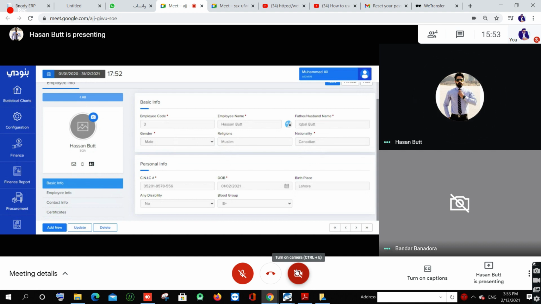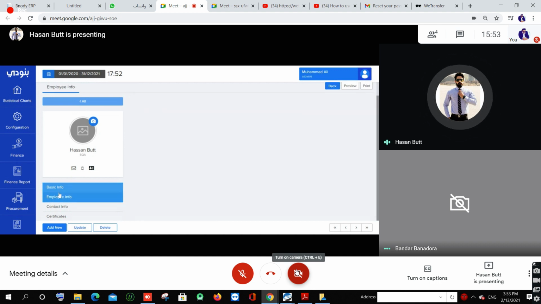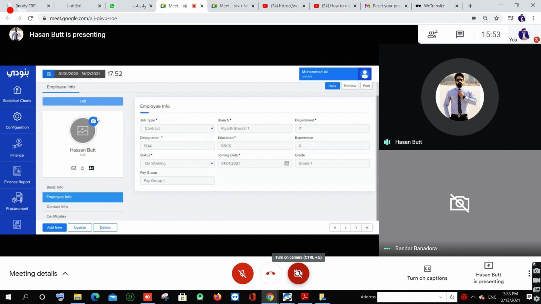Okay, so we will add all the necessary information of the employee here, the CNIC, the date of birth, the birthplace, and all the information. First one will be the basic information. Second one will be the employee information. And inshallah, after that, we will add the functionality to add the image of the employee, and we will see the image of the employee as well. All right, brothers? So this is the employee information.